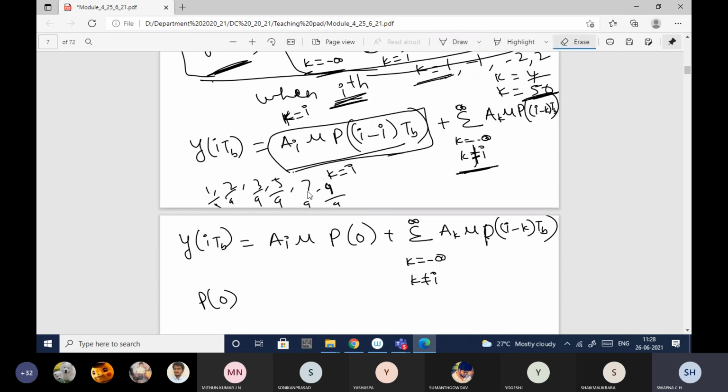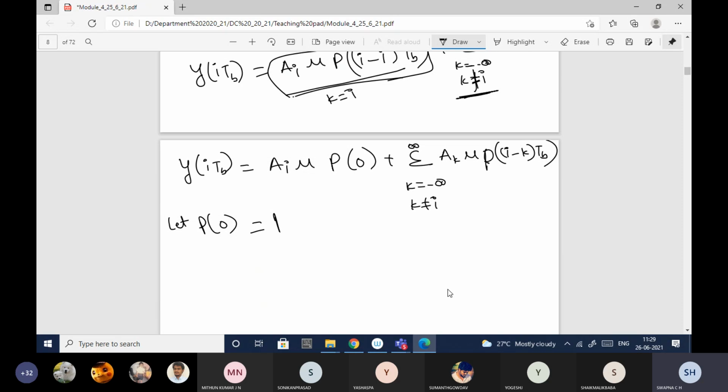So here also I'm assuming that when you normalize this P of 0, I'm getting the normalized value as 1. So let me consider P of 0 is equal to 1. When P of 0 is equal to 1, Y of ITB will be equal to AI into mu, P of 0 value is 1, plus summation k is equal to, this is the normalized value.